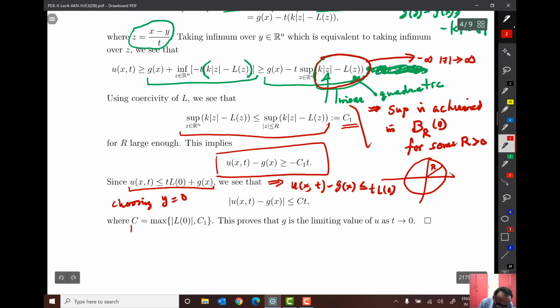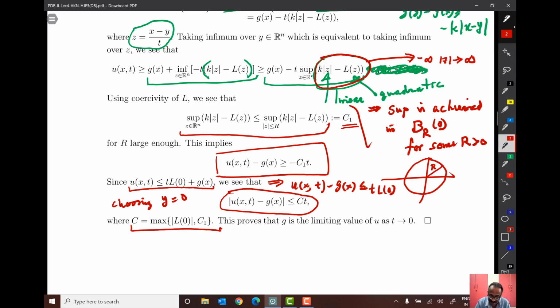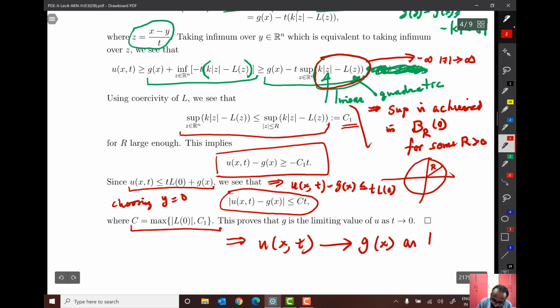So you have u(x,t) minus g(x) greater than or equal to minus C1 t, and u(x,t) minus g(x) less than or equal to t L(0). So you see that your modulus is bounded, because u(x,t) minus g(x) lies between these two numbers, minus C1 t and t L(0), which is another number. So if you choose C, you get one. This proves that as t tends to 0, u(x,t) tends to g(x).